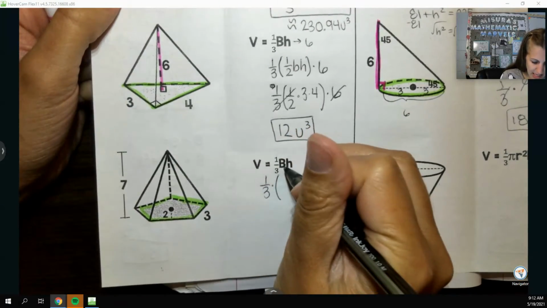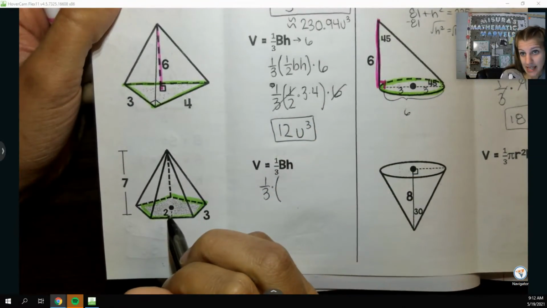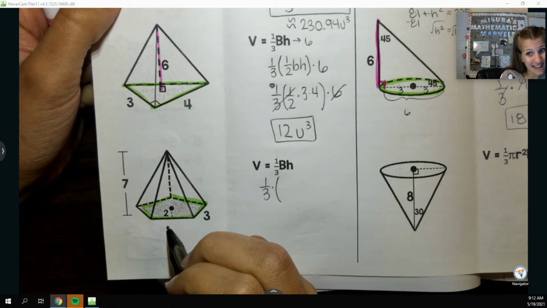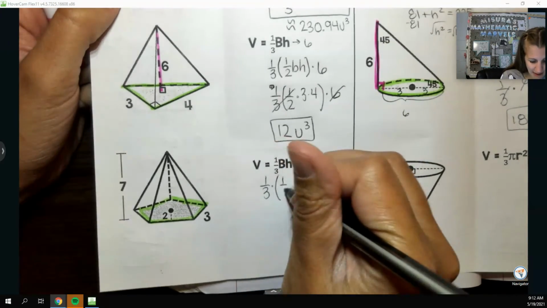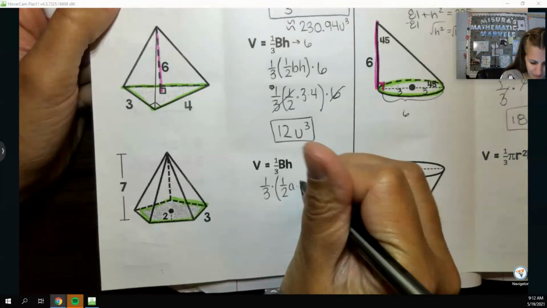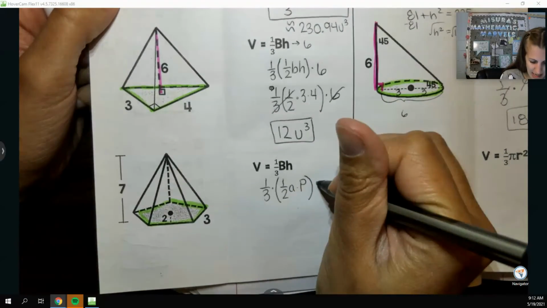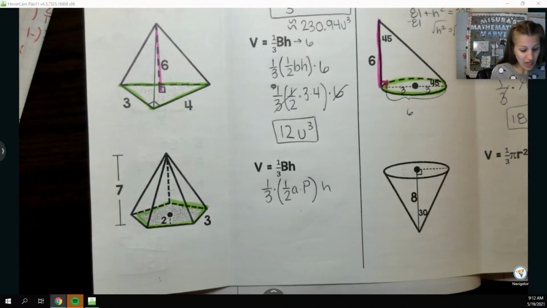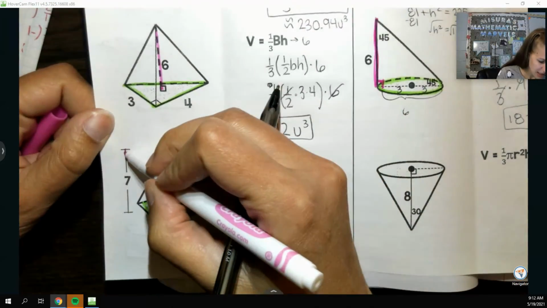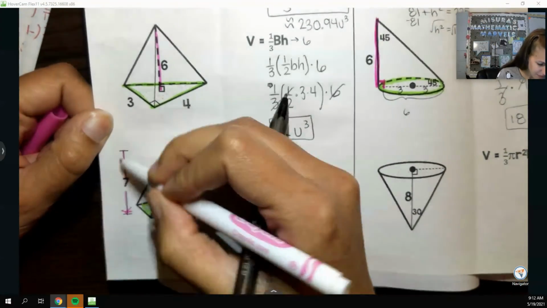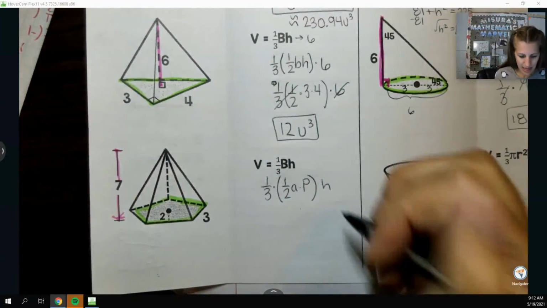Because the base shape is a pentagon, the way I find the area of that is half apothem times perimeter. And then times the height of the pyramid, which they are showing me here is 7. So we can plug that in.